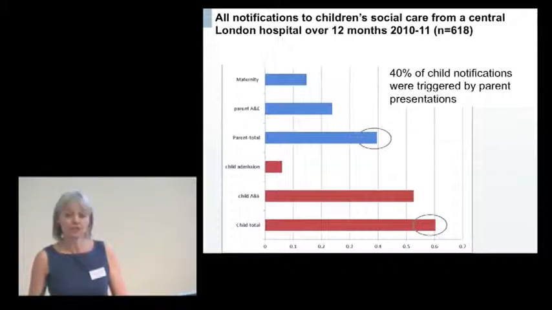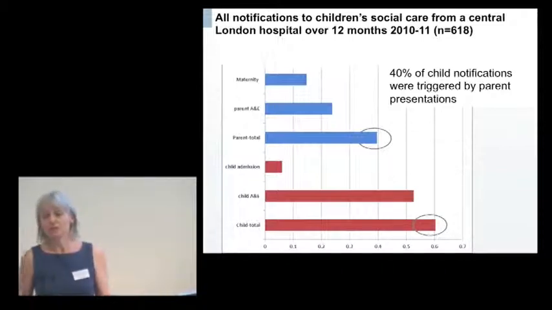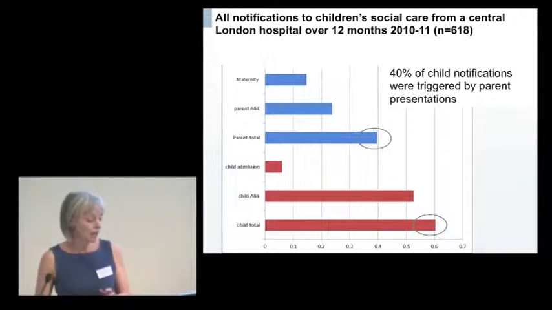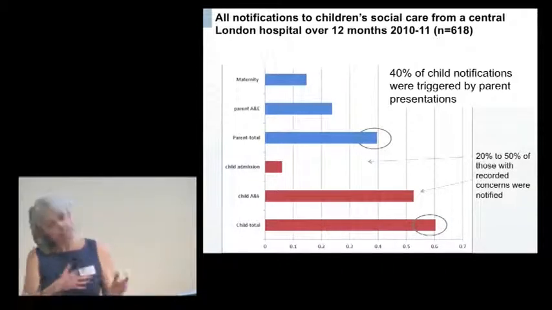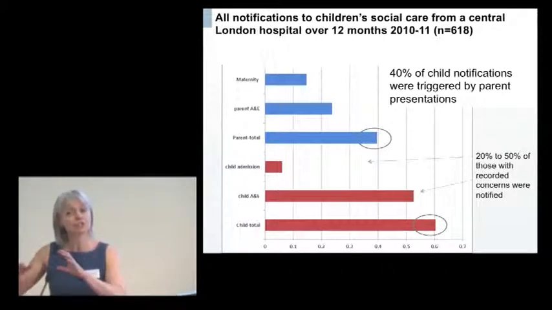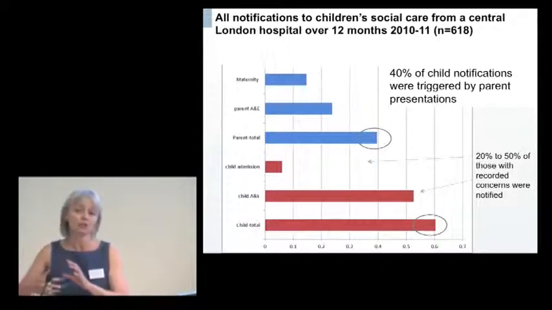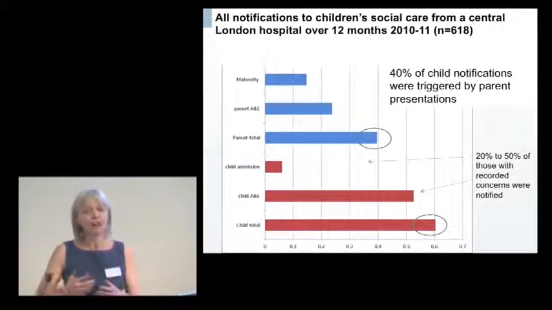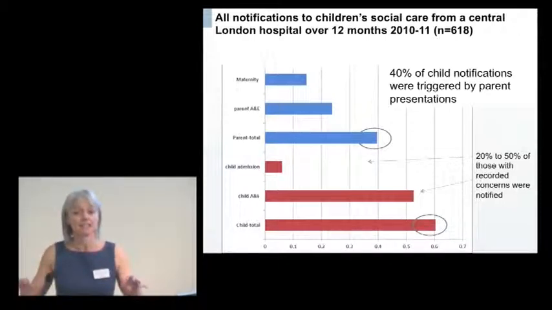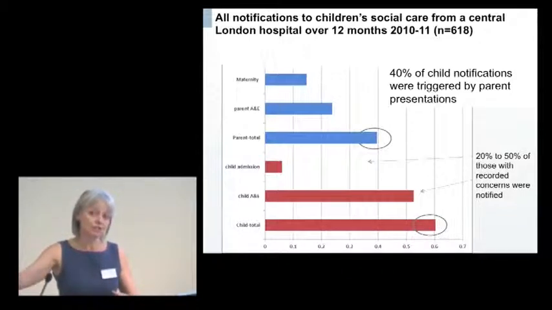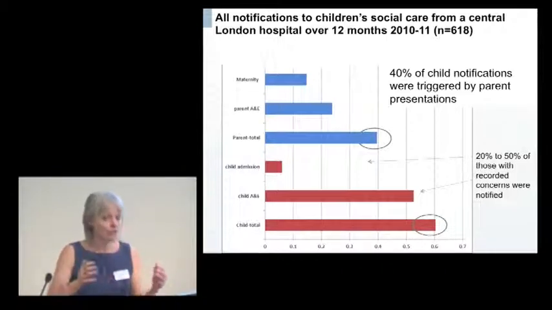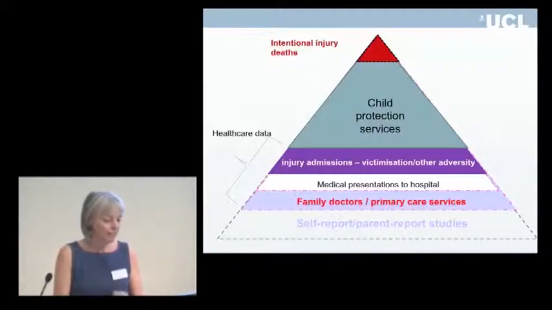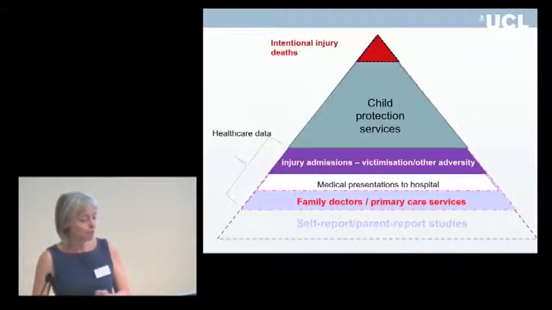Of the children, most of them were from A&E. Lots of them were not injuries. About half of the admissions only were injuries. What we could also see was relate these to our codes of maltreatment or victimisation concerns. And we saw that between a fifth and a half of those who had records indicating concerns were notified to children's social services. So those that get notified are only a half to a fifth of the problem that is recognised.